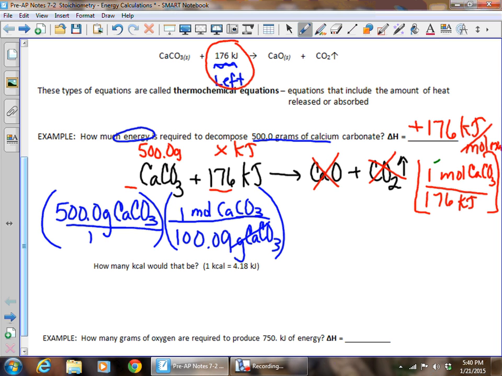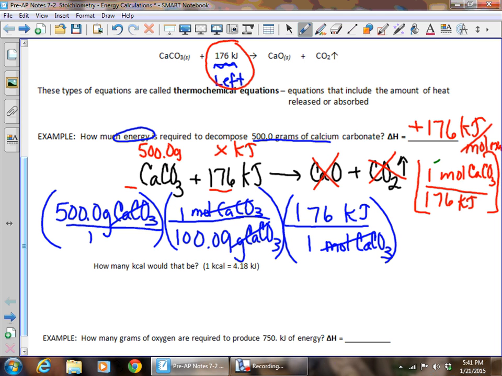And now that we've got it in moles, now we can use our ratio. And it looks like we need moles of calcium carbonate to be on the bottom so that it will cancel or reduce to 1. So according to our ratio up there, it's 1 mole of calcium carbonate for every 176 kilojoules. And moles of calcium carbonate cancel. I'm left with kilojoules, which is what I wanted, the amount of energy.